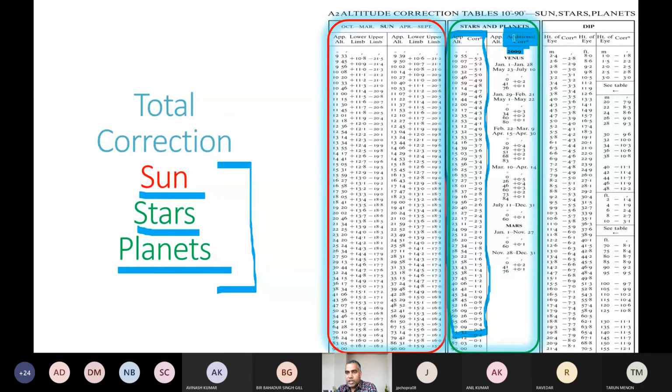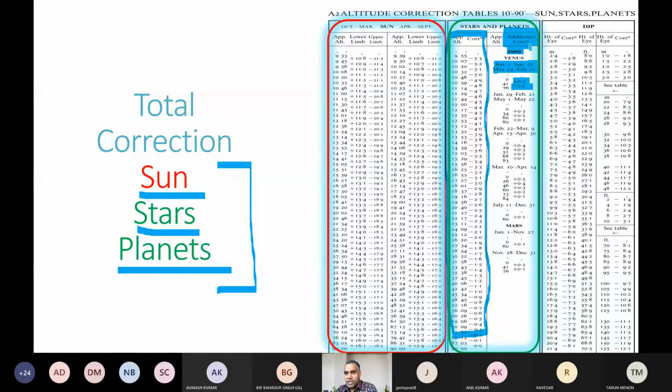So how to apply this additional correction? You check up the date on which the sight is taken, and as per that date, you see if there is any correction applicable. Like from January 1 to January 28 and May 23 to July 10, if the altitude of Venus is between 0 and 41, the additional correction is plus 0.2. If the altitude is between 41 to 76, it is plus 0.1. If the altitude is more than 76, there is no correction given. So no correction is required at more than 76 altitude.